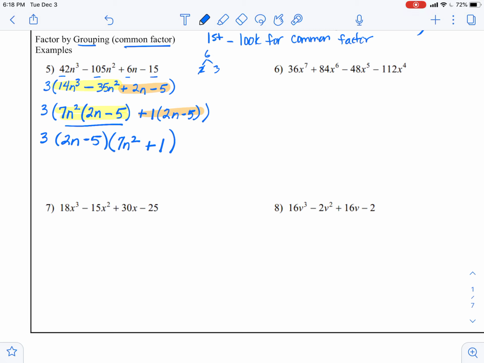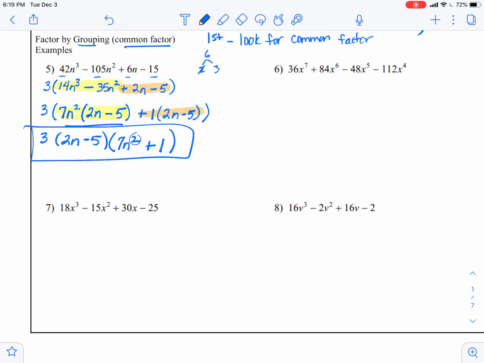Always when you're done, double check and just make sure nothing else factors, especially if this one here still has a square, okay? It's possible it could still break down some more. In this case, it doesn't, so we're done with our problem. So that is your answer. Okay, that's factor by grouping. Okay, let's try another one.